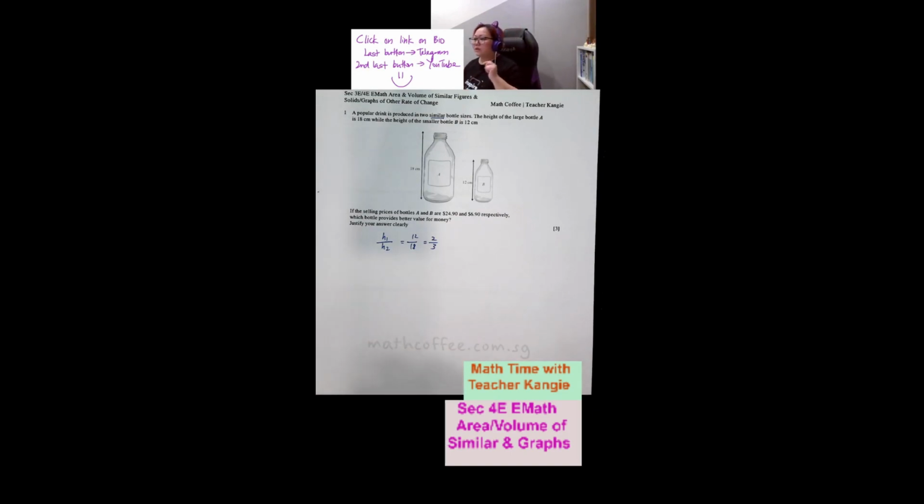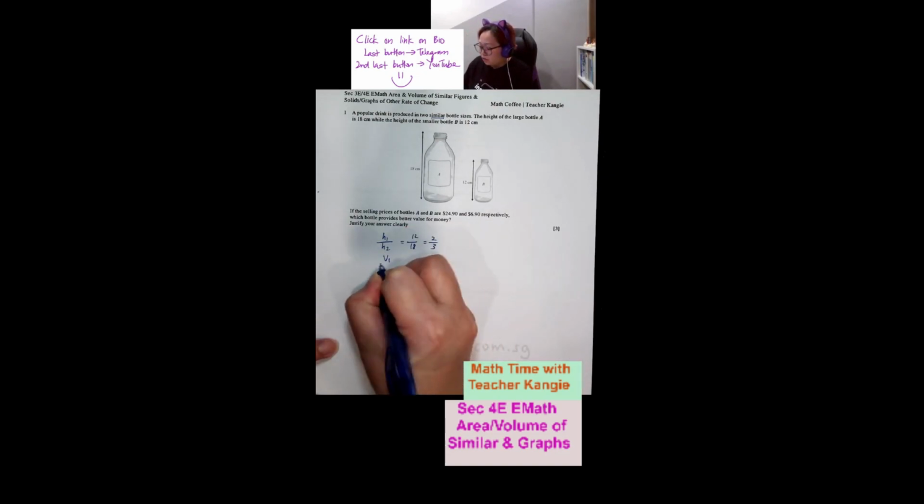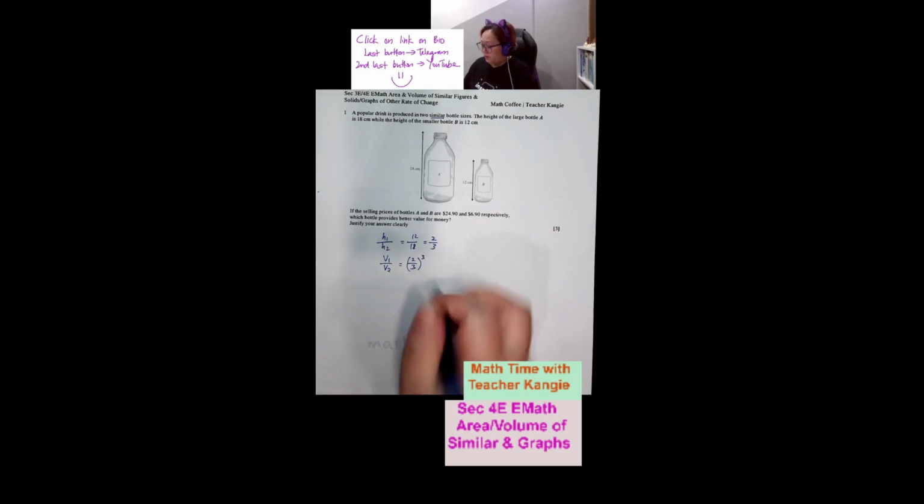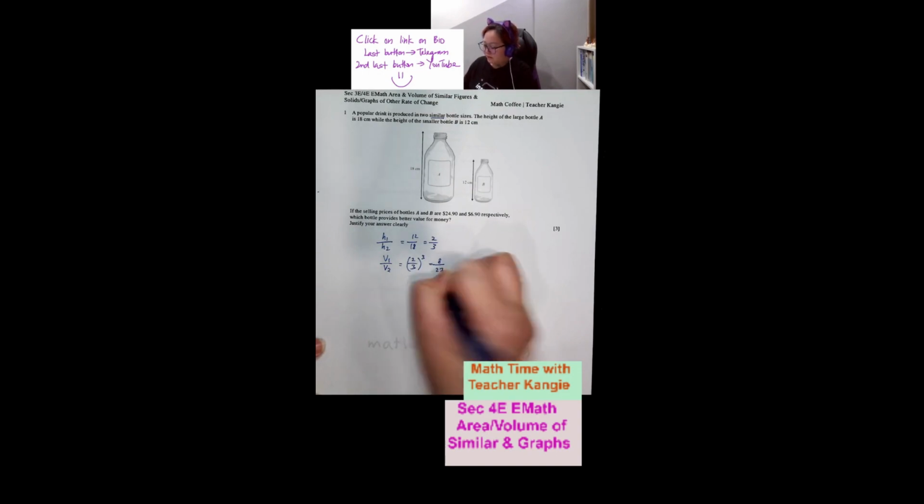Okay, so in this case, I'm going to find my volume ratio first. Based on the height ratio, we can find our volume ratio. Just take the height ratio, 2:3, and cube it. Volume ratio is you cube it. So it will get 8 out of 27.